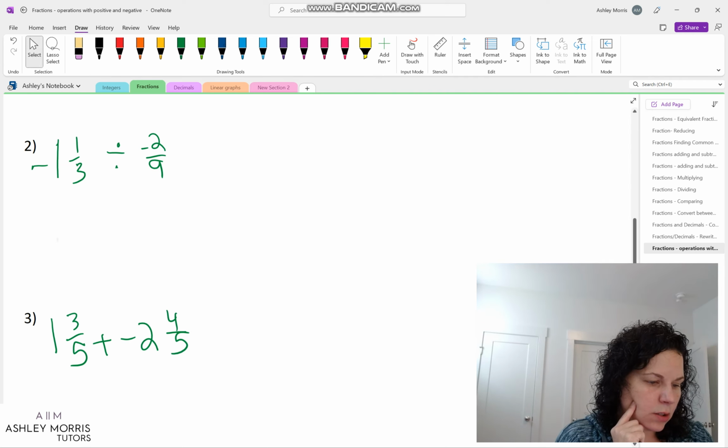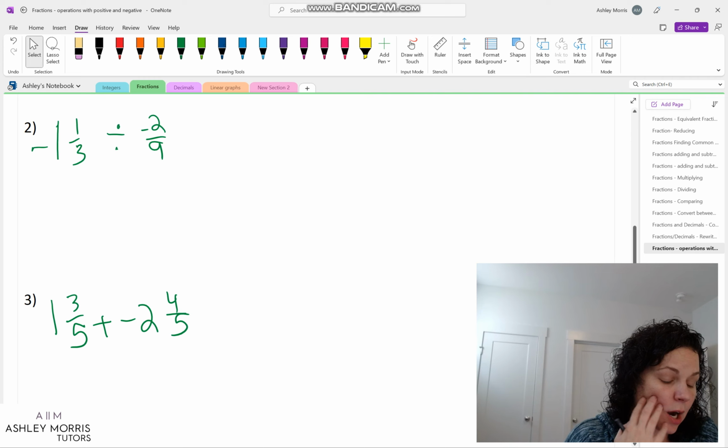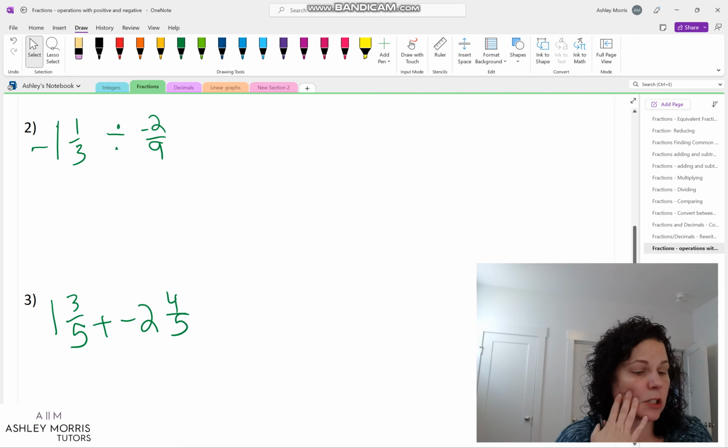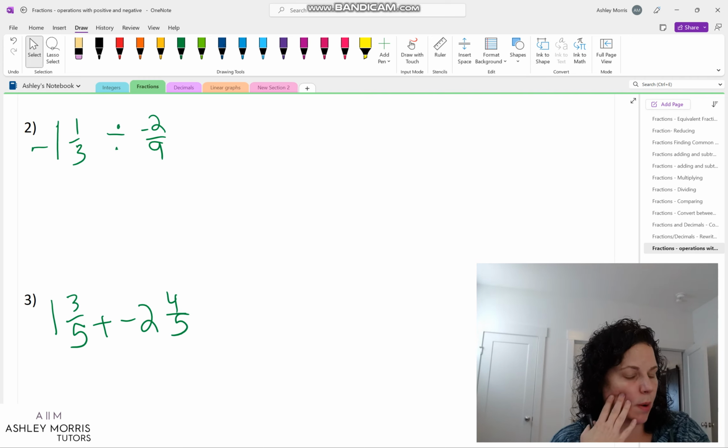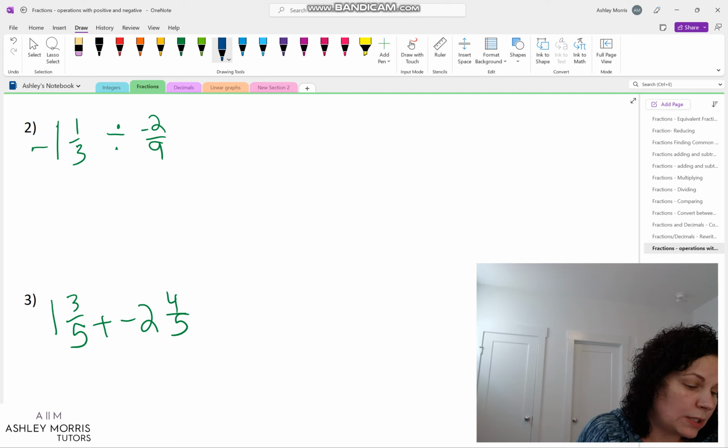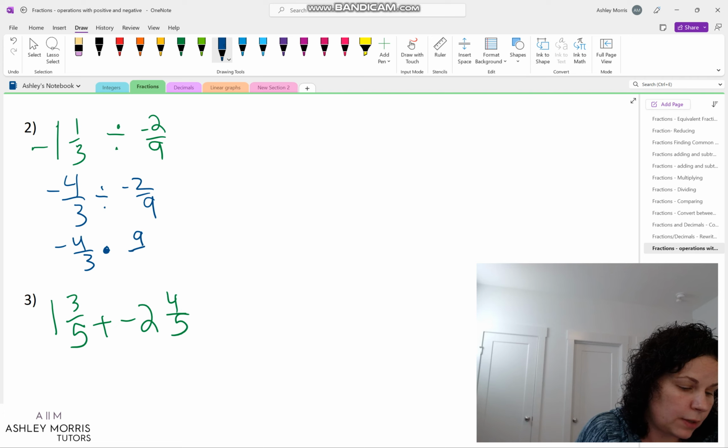Alrighty. 2, dividing fractions. All right, I need a mixed number to be turned into an improper fraction. 3 times 1 is 3 plus 1 is 4. Keep that a negative. Negative 2 over 9. So now we're going to do keep, change, flip. Oh, and this one we can cross cancel too. 3 goes into 3 one time. 3 goes into 9 3 times.